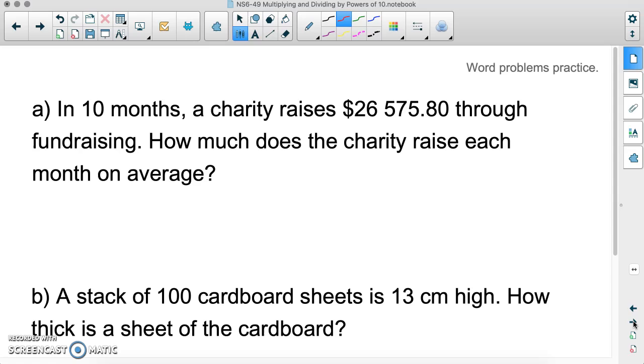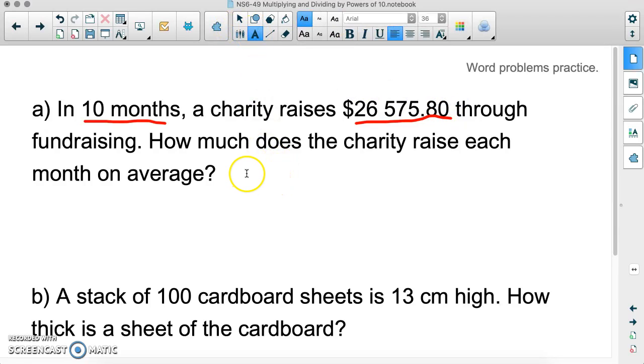Before you complete your exercise today, we're going to work through some word problems. You need to pay attention to the wording to know if the question is going to be dividing or multiplying. So let's look at A and B together. A is, in 10 months, a charity raises $26,575.80 through fundraising. How much does the charity raise each month on average? Well, we know that the charity fundraised for 10 months and they fundraised a total of this. I need to divide to be able to solve this.